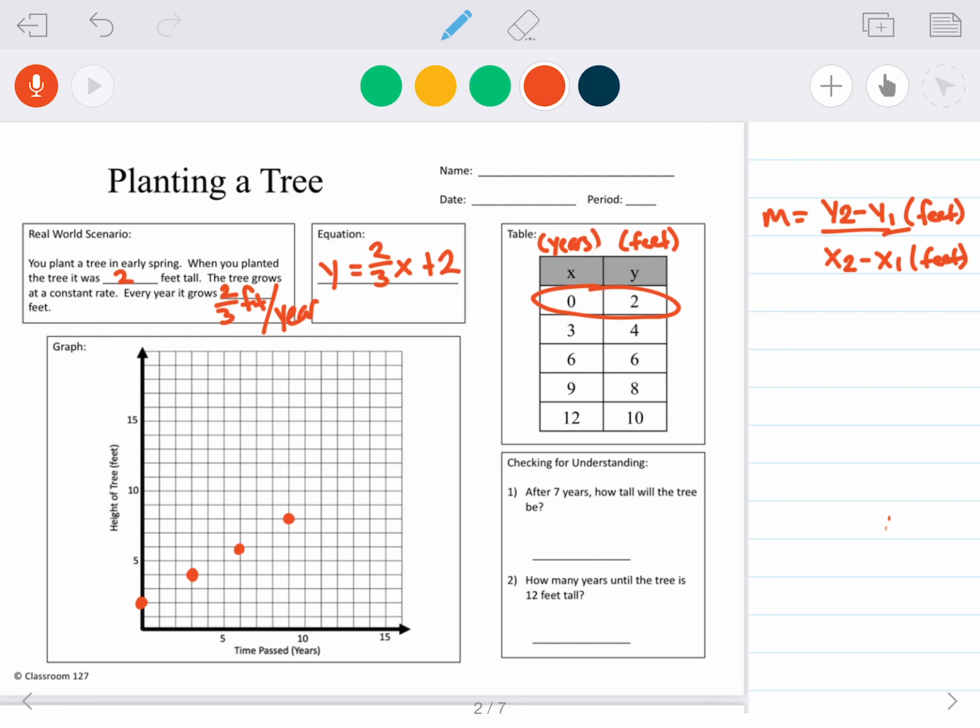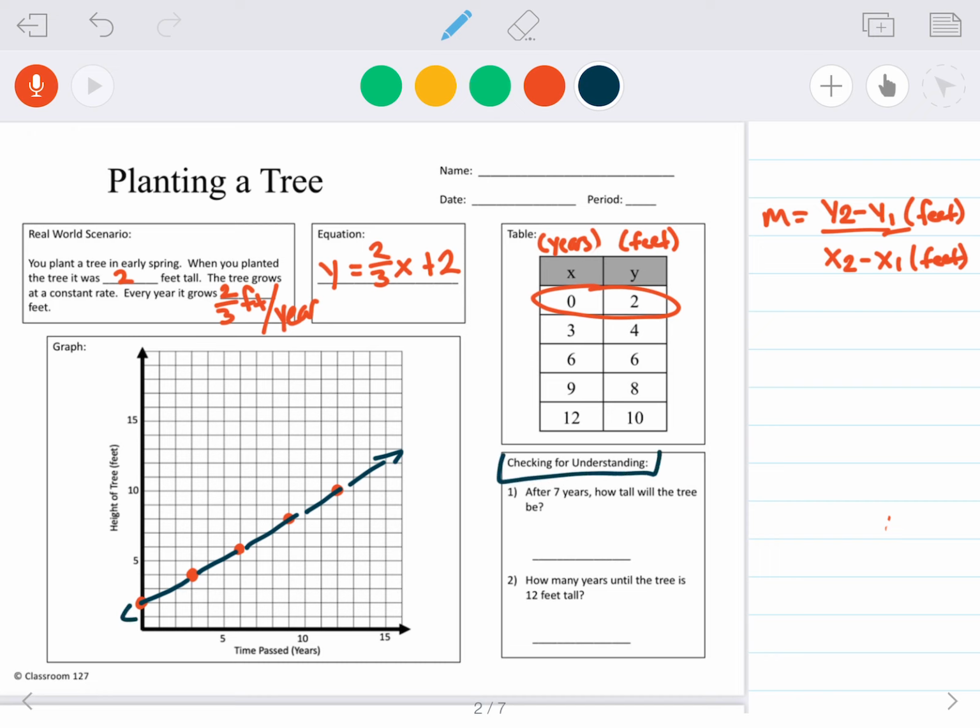And 12, 10. Okay, so those are the points, and we can just connect the dots to graph our function here. Alright, and now let's go ahead and answer these check for understanding questions.